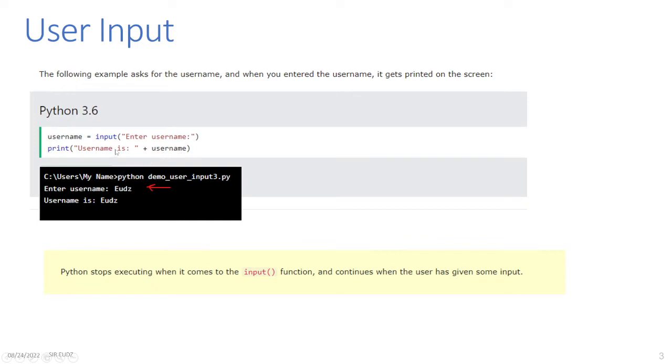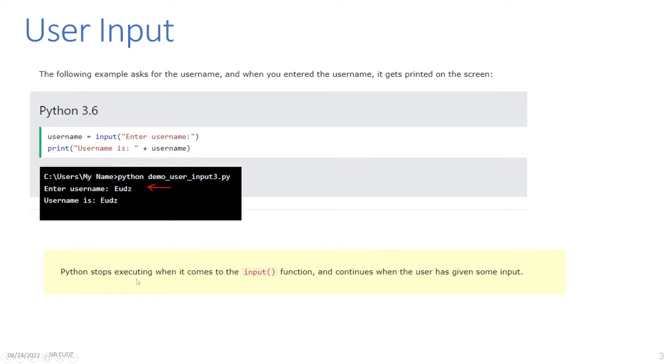If we run the program, let's say the file name of this program is demo_user_input_3, so we have python demo_user_input_3.py. Once we execute, this will appear: Enter username. Then you can enter the name, just like in my case. Once you press the enter key, it will execute this one. So the username is Eudz. That's the output.